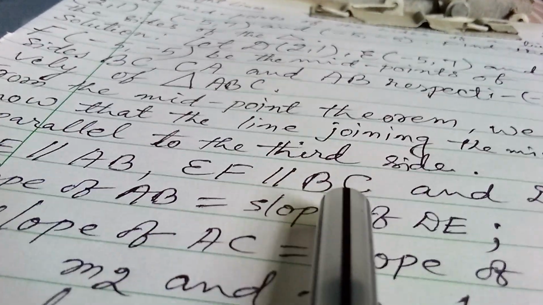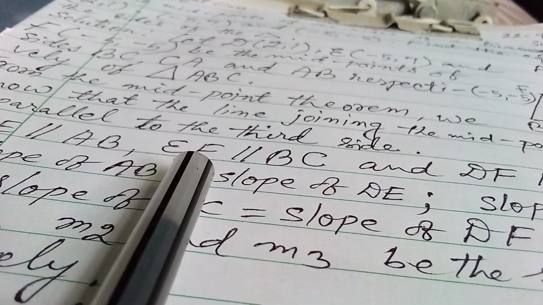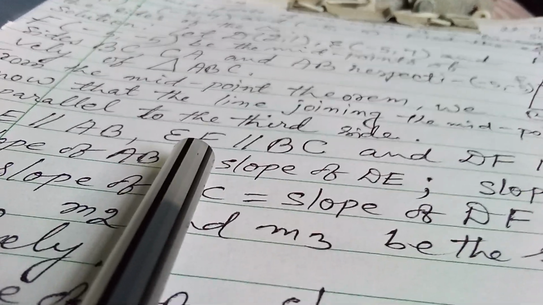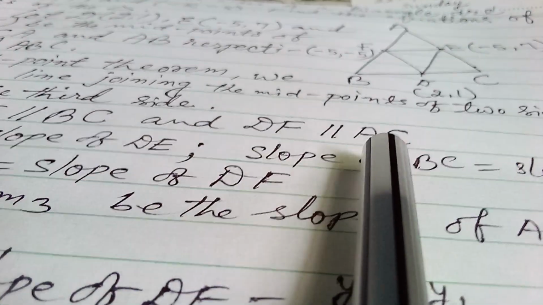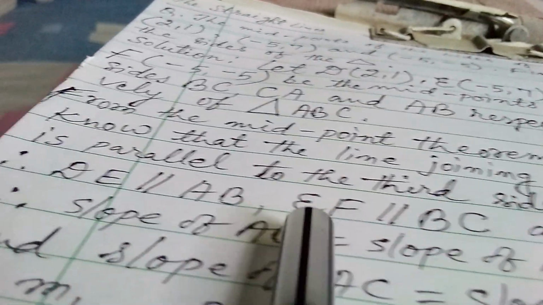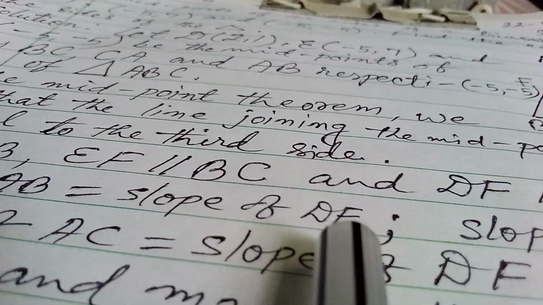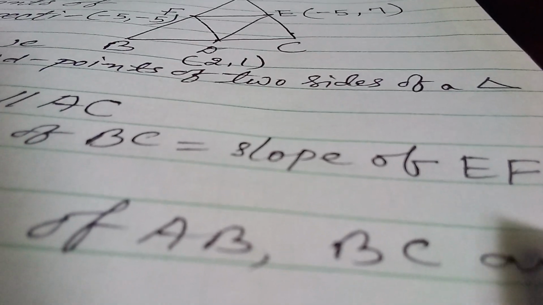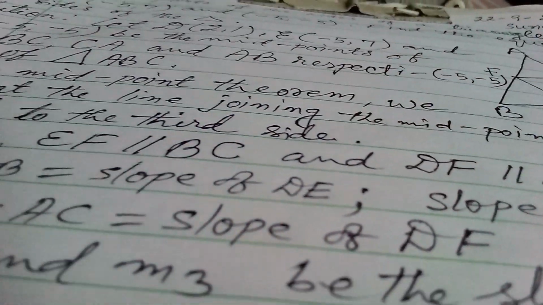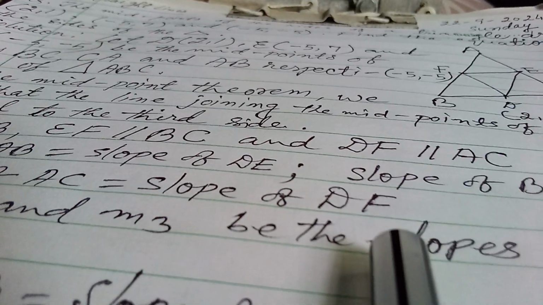EF is parallel to BC as E and F are the midpoints and EF is the line joining the midpoints. And so the third side is BC, so it is parallel to BC. And DF is parallel to AC similarly. Now, here slope of AB is equal to slope of DE. Slope of BC equals slope of EF. And slope of AC equals slope of DF.